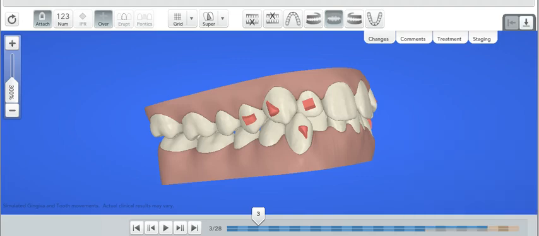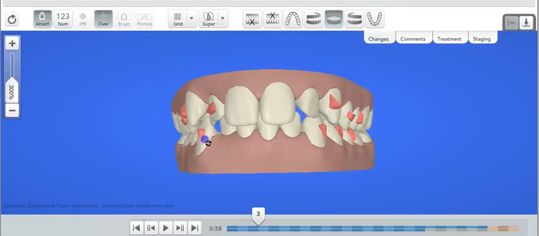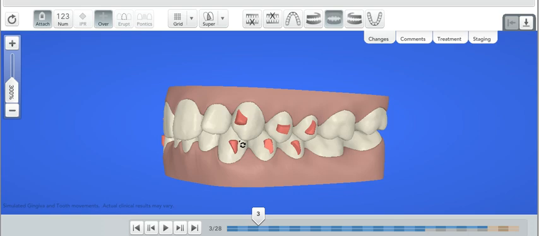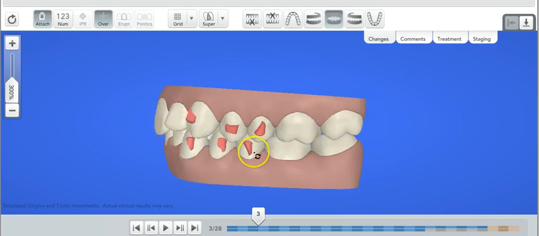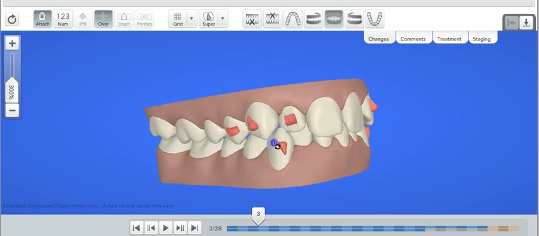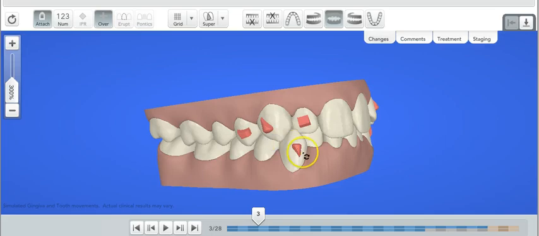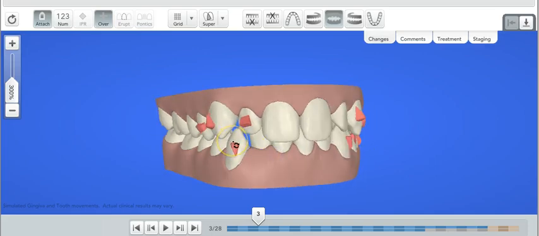Hi doctor, this is your case, Ezra, that you submitted to the website, and as you so correctly note, the patient has a dentoalveolar class 1 interdigitation with deep bite, crowding, and buccal crossbite of the lower right 3.